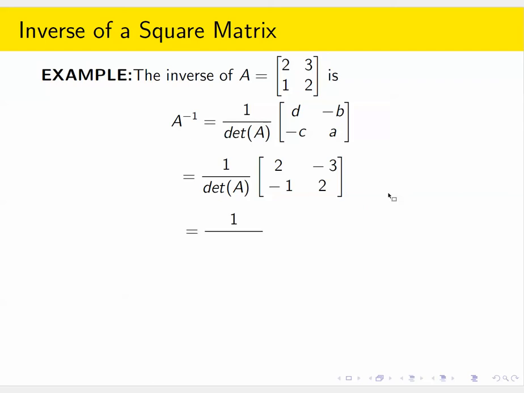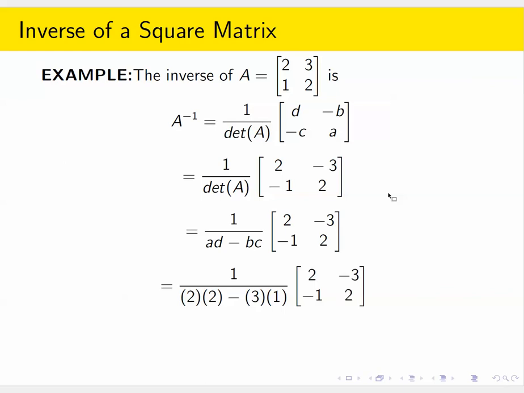And then calculate the determinant. So the determinant is AD minus BC from the original matrix. So that's the product of the entries on the main diagonal, 2 times 2, minus the product of the entries off the diagonal, 3 times 1. So we compute that quantity. 2 times 2 is 4, 3 times 1 is 3, 4 minus 3 is 1. So we're dividing this matrix by the number 1, giving us this matrix again. That's all there is to it. That's a shortcut formula for calculating the inverse of a 2 by 2 matrix.